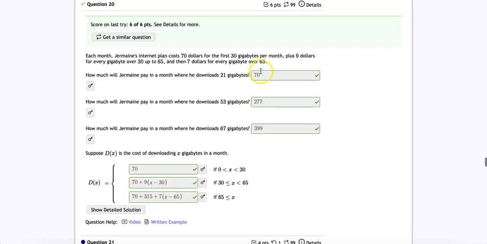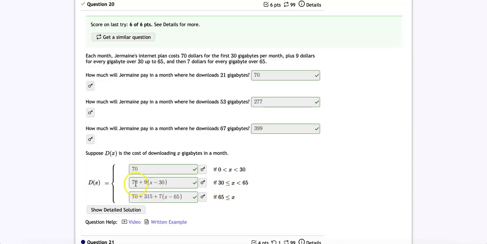So how do I get these answers in the first place? You can use a certain amount of common sense to figure it out, or you can use the function itself. So in the case of 21 gigabytes, that falls into the 0 to 30 group. Anything that falls into the 0 to 30 group is automatically going to be 70 every single time. So that's why the 21 has to be 70. Now, when we get to 53, we'll notice that 53 is in the second group. It's in the 30 to 65 group.